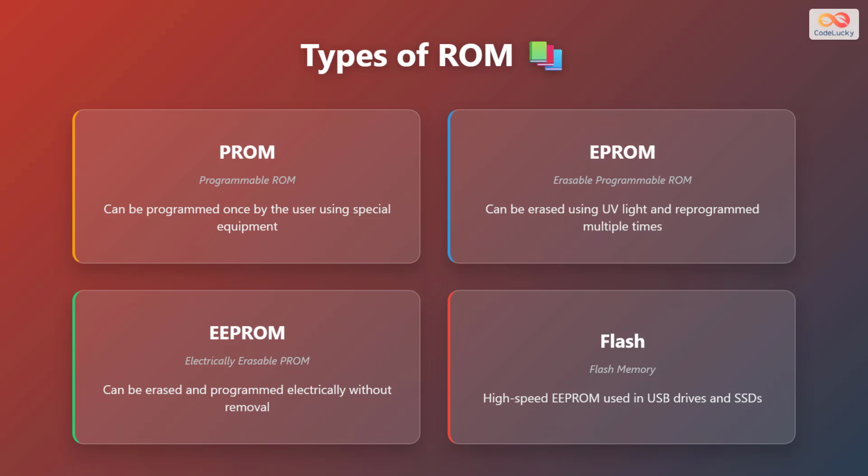Electrically erasable programmable read-only memory, or EEPROM, can be erased and programmed electrically without needing to be removed from the device. Finally, there is flash memory, which is a high-speed EEPROM used in USB drives and solid-state drives, also known as SSDs.